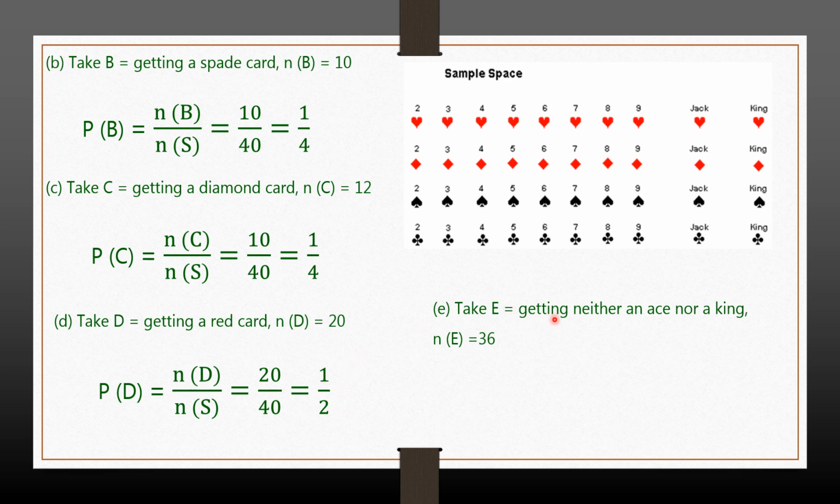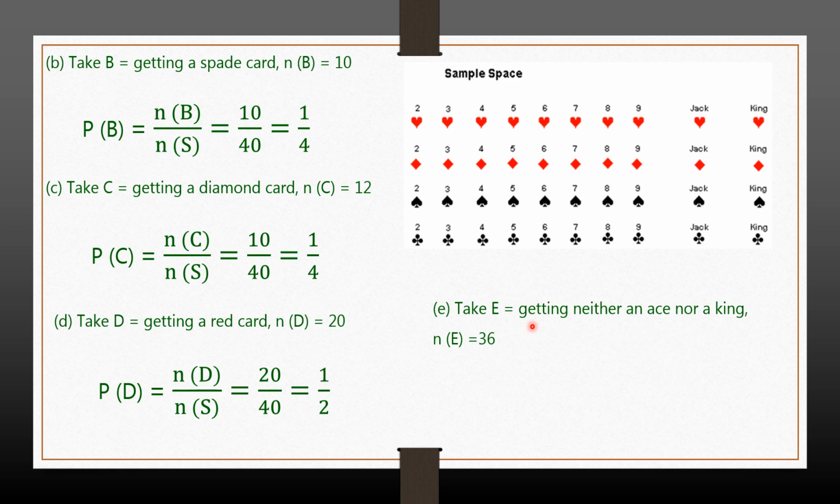Before the next event, getting neither an ace nor a king. That is, in all the 40 cards, we should not get any ace, we should not get any king. In the sample space, aces are not there at all. That's why no need to consider any ace. Only kings are there, 4 kings are there. Whatever card you are selecting, it should not be a king. That means except these 4 cards, you can select any card from the 36 cards. Therefore, all these 36 cards are favorable to E. Here I'm repeating, E is getting neither an ace nor a king.